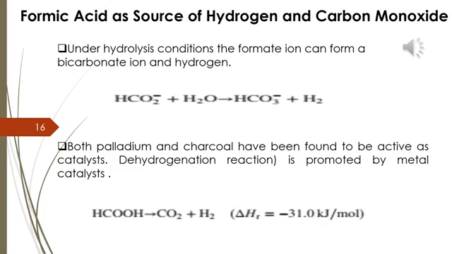So you are seeing that formic acid in the form of formate, when hydrolyzed, is giving carbonate and hydrogen gas, and formic acid itself, when dehydrogenated in the presence of a metal catalyst, mostly when they are promoting the dehydrogenation, or in the presence of palladium, which is also a metal catalyst, or in the presence of charcoal, they all are active catalysts for the dehydrogenation of formic acid.